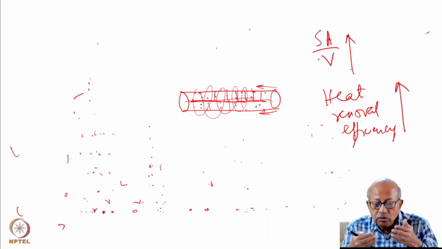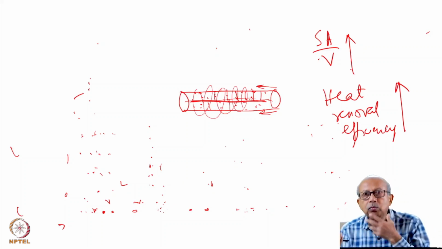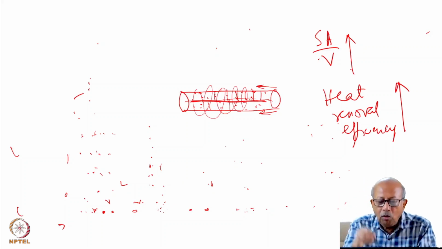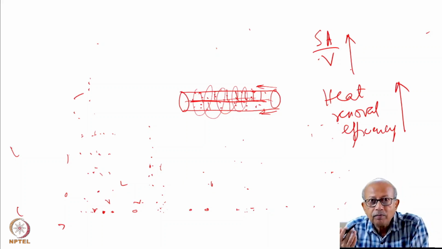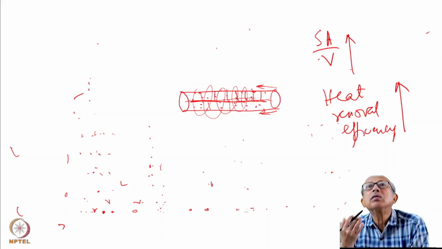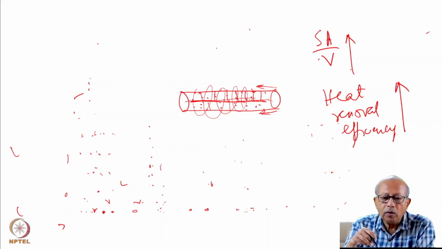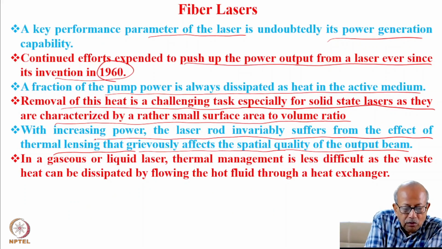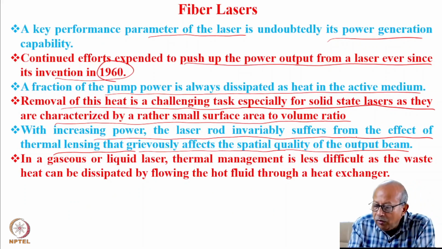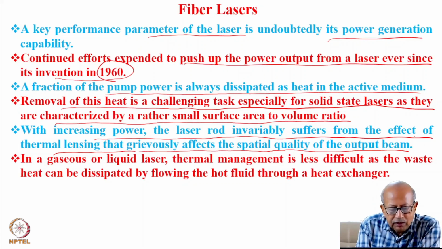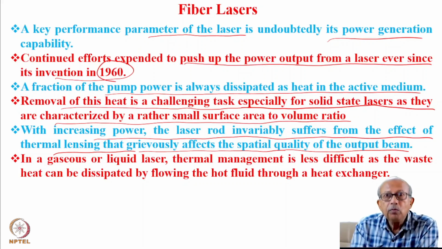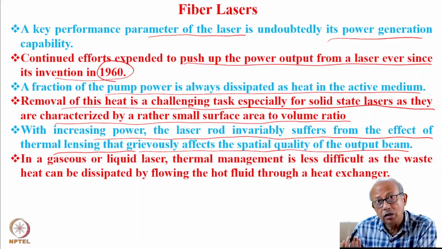And if you try to create more output power from the laser by dumping more input power, then this effect will be further enhanced. That's why it is not easy to extract more power from a laser simply by putting in more input power. Thus, with increasing power, the laser rod invariably suffers from thermal lensing, and mechanical stress can also be generated that can even damage the rod.